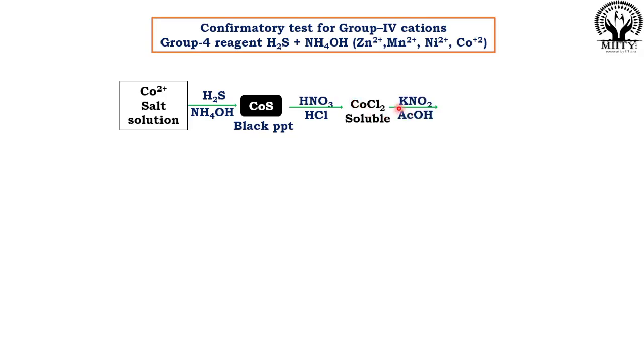To this solution, we add potassium nitrite in the presence of acidic medium. Co+2 combines with NO2- and forms a yellow precipitate of K3[Co(NO2)6], potassium hexanitrocobaltate(III). It is a yellow precipitate. It confirms the presence of cobalt in the original salt solution.